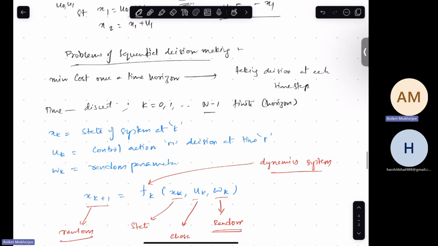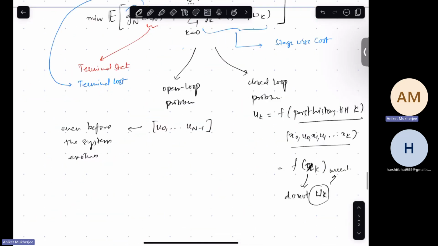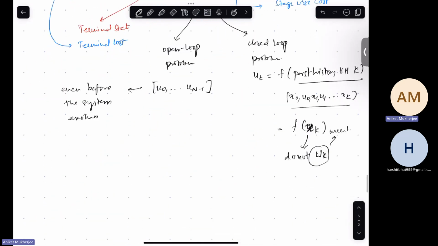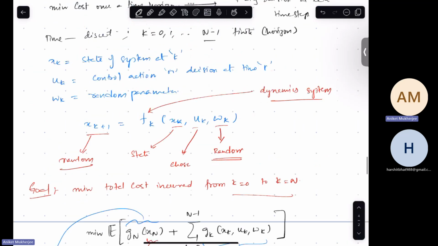These are your problems of sequential decision making. One example of this is inventory control. In the next class, I will discuss inventory control.